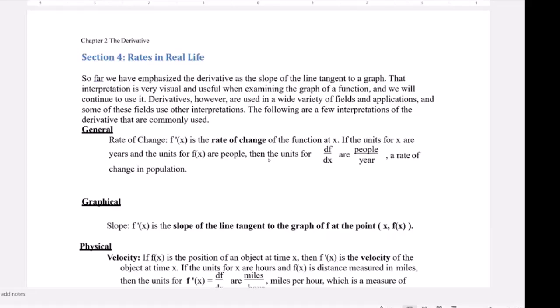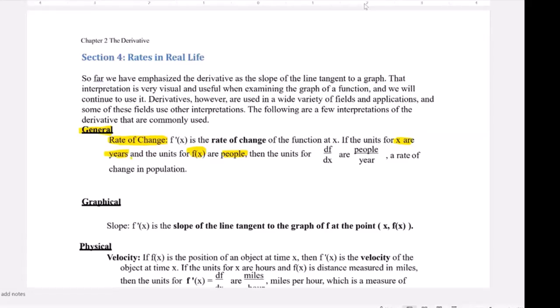Of course, one we're used to is the general rule. The general rule for derivatives is that the derivative is the rate of change of anything. We could have the rate of change of many, many things. It's just how some object or some thing is changing over time. So here's an example. If we say that X is in years and f of X is people, then the derivative of the function with respect to X is going to be people per year, which is the rate of change in a population.